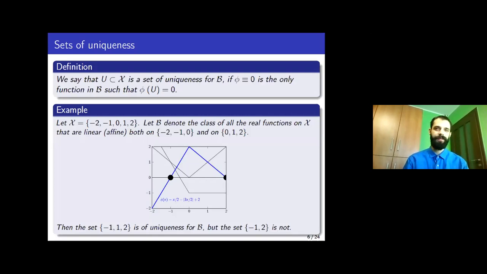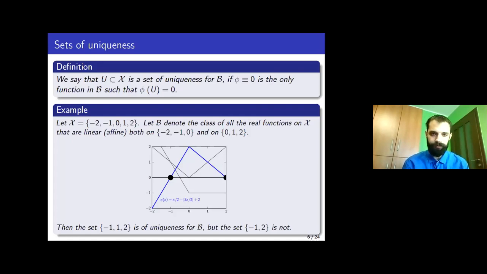Okay, so I said that we use sets of uniqueness. I think it will be worthwhile to say what the sets of uniqueness are, especially in this context. We say that a subset U of X is a set of uniqueness for a given class of functions if the condition that a function from this class vanishes on the set U implies that this function must be the constant function equal to zero on the whole of X.